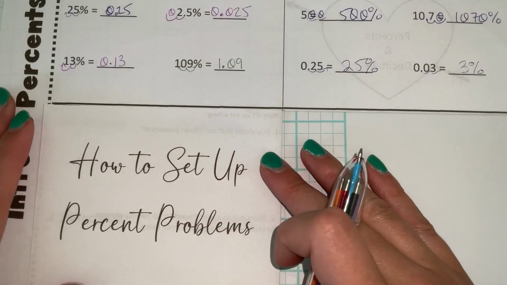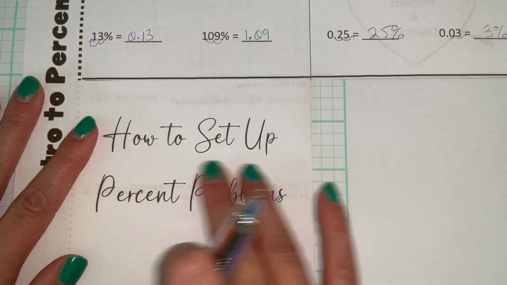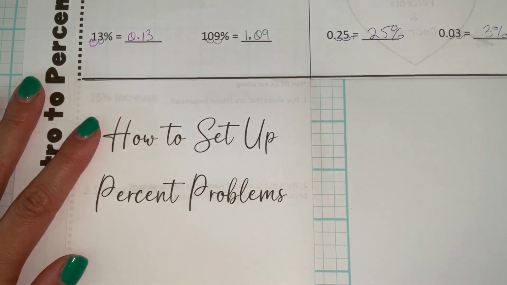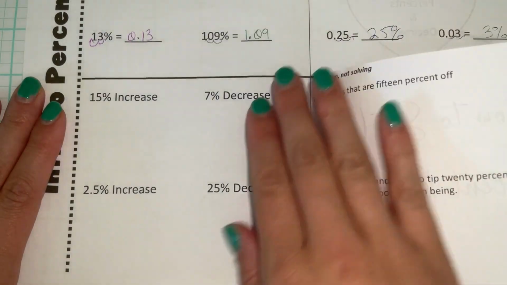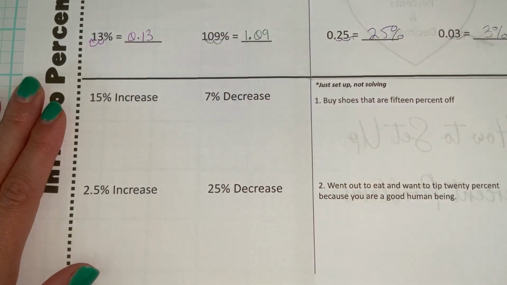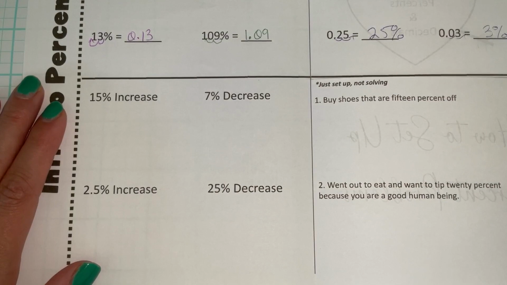All right. We next have how to set up percent problems. This is something you're going to need to pay attention to, right? Because now we're going to talk about increasing and decreasing percents. And what happens with an increase or decrease percent is first you figure out what that increase or decrease percent is, apply that, and then change it to a decimal.